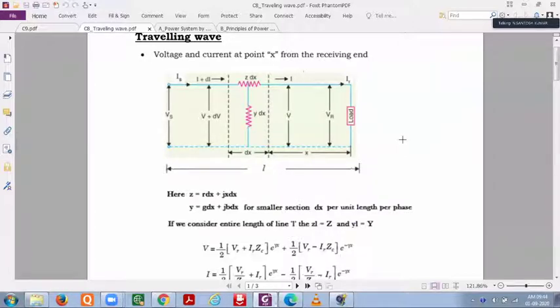So in the line, R and L are connected in series, which makes impedance Z, we call it line impedance, and then conductance and capacitance. And I told you we are using the word capacitive susceptance. Instead of directly using a capacitive reactance, we are using a capacitive susceptance, right? So which makes a shunt admittance, right? So we have considered a distance x from the receiving end, and we have derived it.